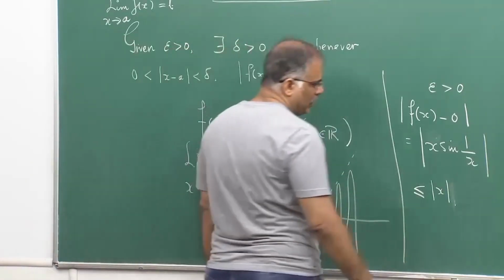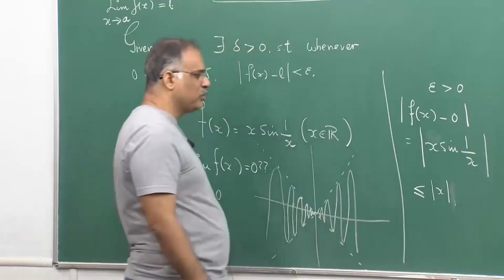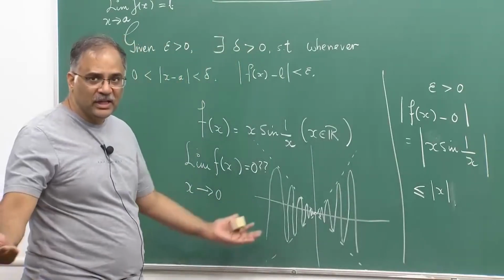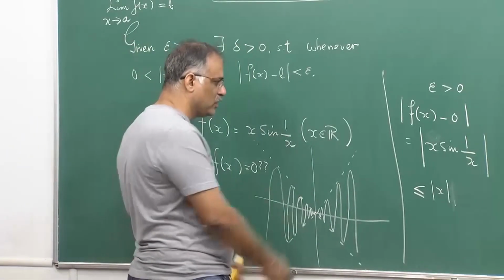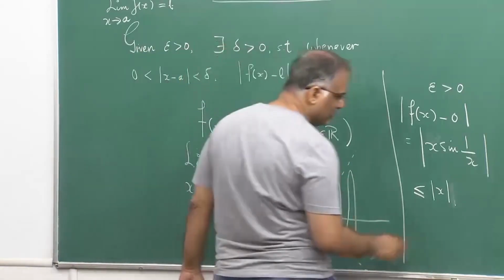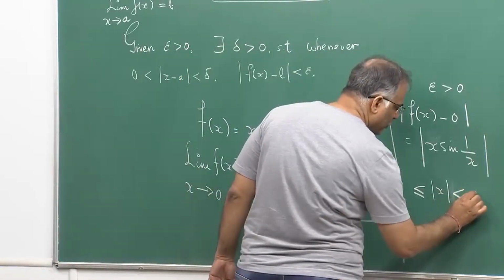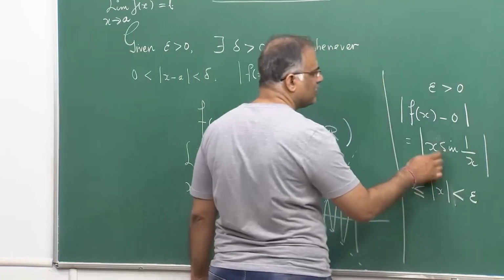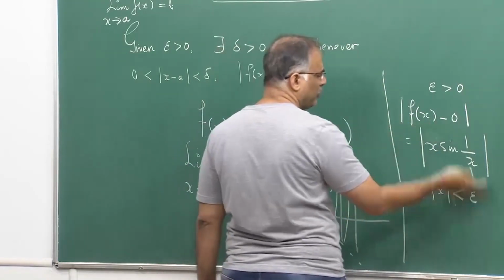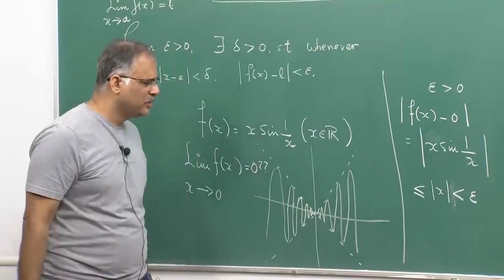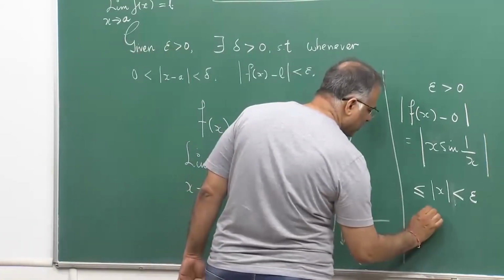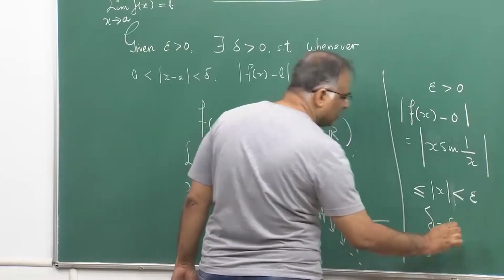Now, if I choose |x| to be always less than epsilon, in this case my delta is epsilon. You see, the function looks complicated, but your epsilon delta is very simple. So, if I choose my delta to be less than epsilon, then I get |f(x)| to be less than epsilon. So, in this case my choice of delta is epsilon.